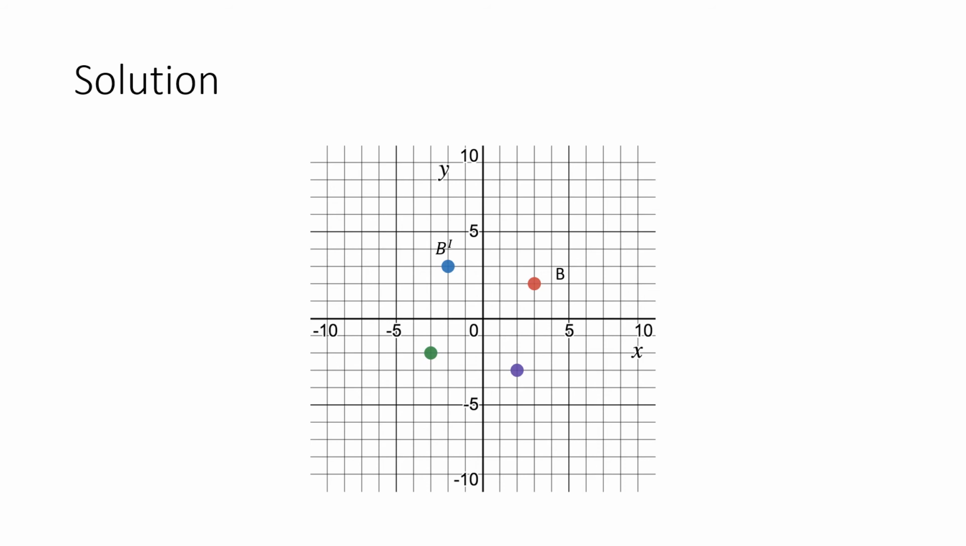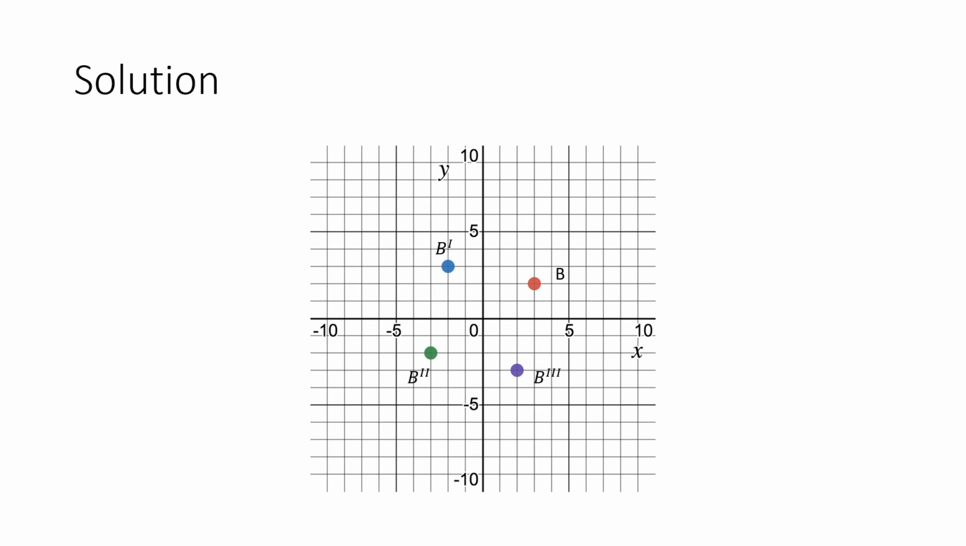Then we rotate B 180 degrees, clockwise or counterclockwise, doesn't matter. We are going to turn our paper two times. Point B double prime ends in quadrant 3. The coordinate for B double prime is (-3, -2).